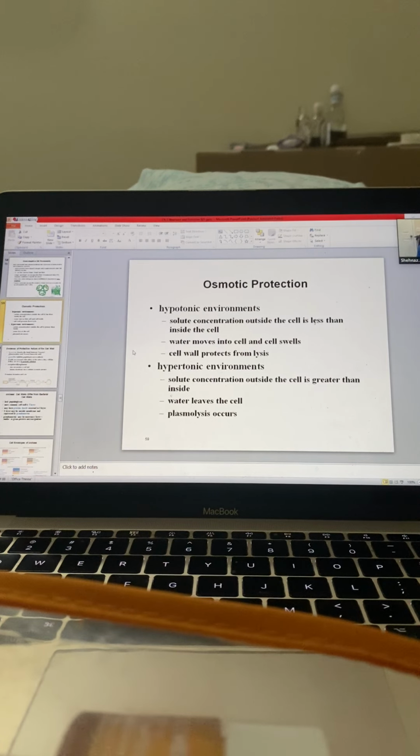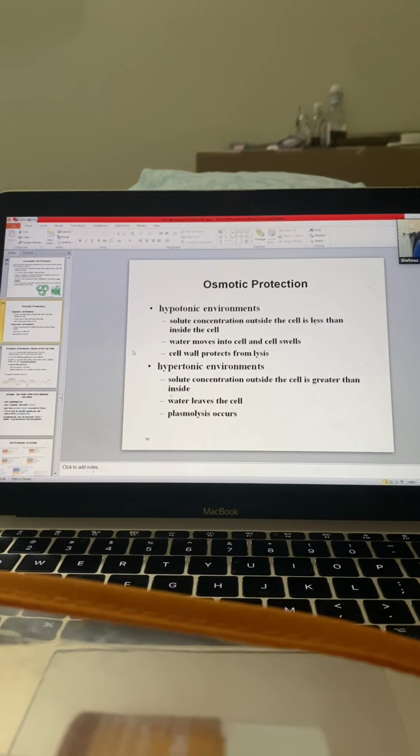Sure, it will always be the concentration gradient across the membrane that will drive the water either inside the cell or out of the cell. And of course, these 2 concentration differences are noted as hypotonic or hypertonic environments, right? So when there's a hypotonic environment, the solute concentration outside the cell is less than the inside, so the water will move into the cell and the cell will swell. And if the cell wall is not there, then the cell will lyse. So actually, you know that your cell walls are giving osmotic protection to bacteria.